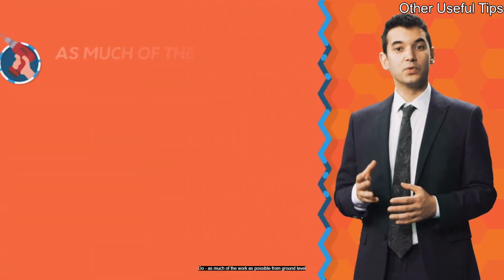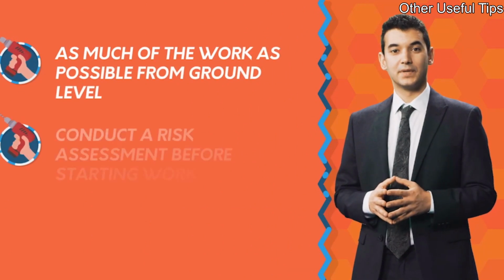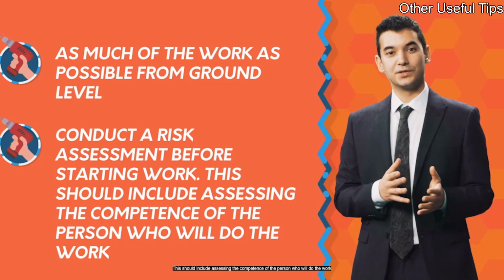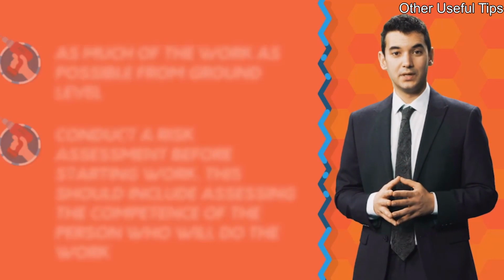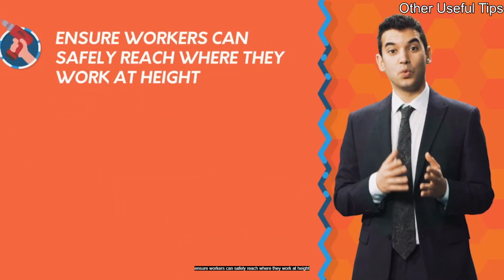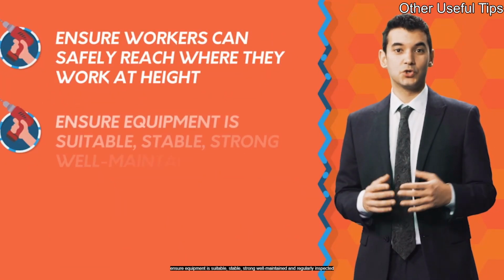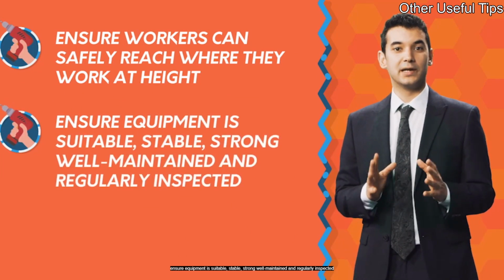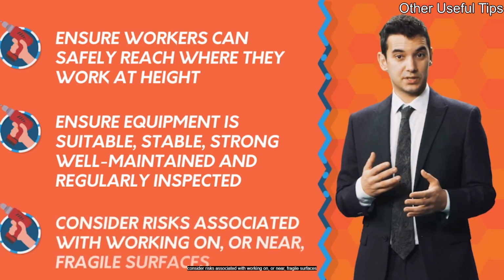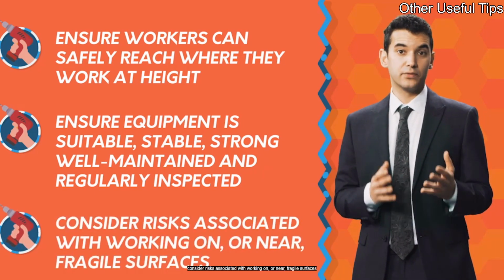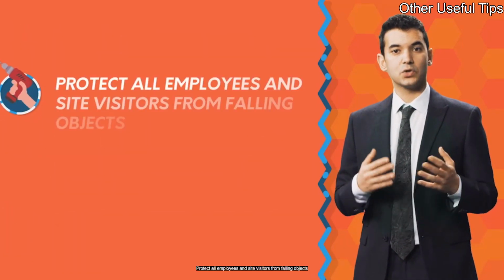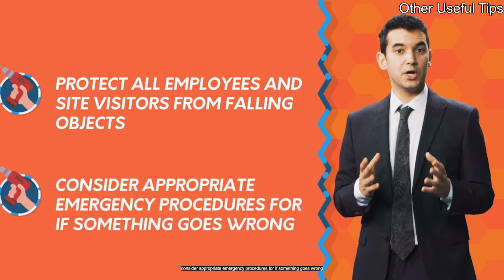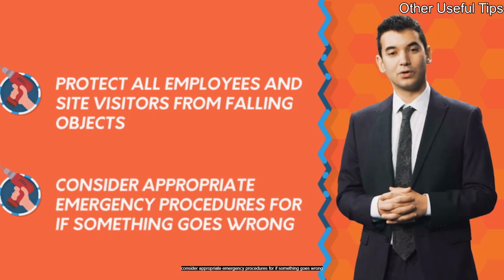Do as much of the work as possible from ground level. Conduct a risk assessment before starting work. This should include assessing the competence of the person who will do the work. Ensure workers can safely reach where they work at height. Ensure equipment is suitable, stable, strong, well-maintained, and regularly inspected. Consider risks associated with working on or near fragile surfaces. Protect all employees and site visitors from falling objects. Consider appropriate emergency procedures for if something goes wrong.